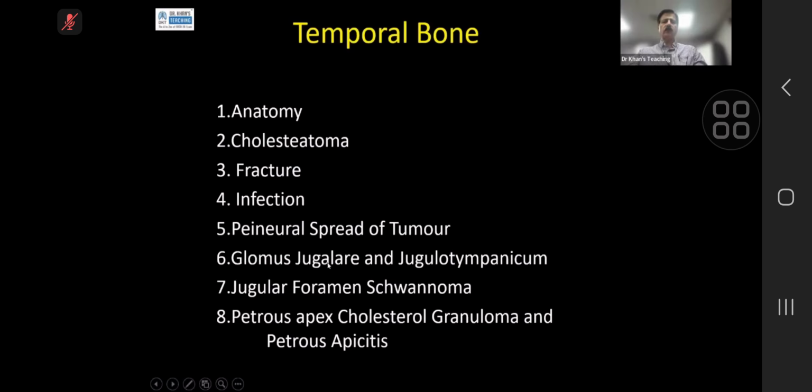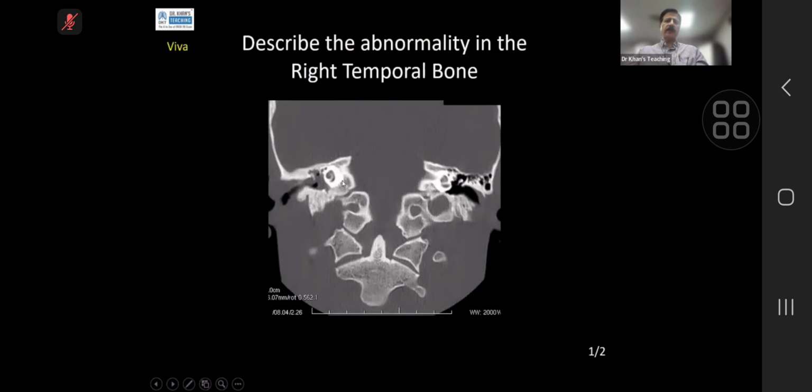Glomus tumors, glomus jugulare and jugulotympanicum, and then jugular foramen and schwannomas, and then petrous apex granuloma, cholesterol granuloma, and petrous apicitis. So these are the things which we are going to cover today. Now, candidate 1. If you see this, this is a coronal section through the temporal bones.